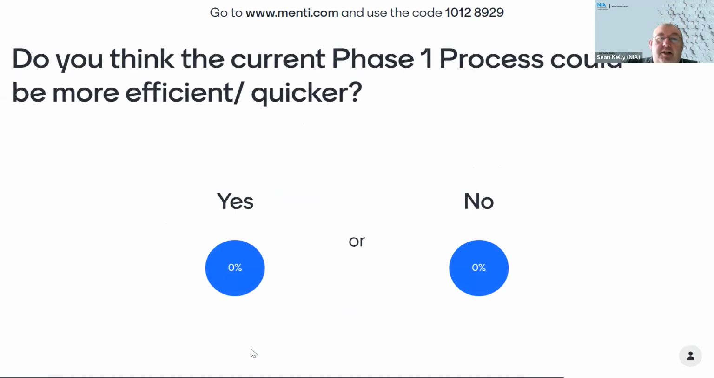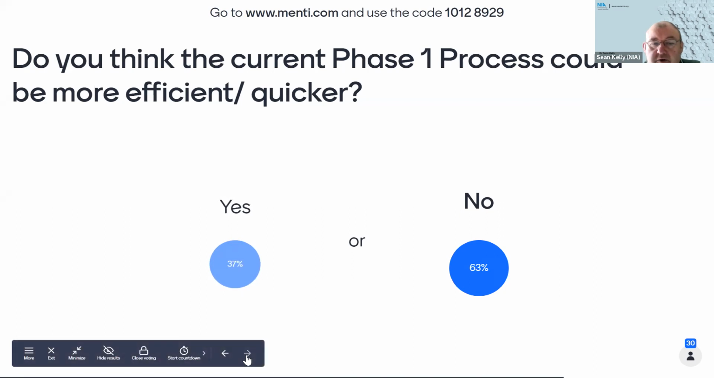And this is a really simple one. Do people think that the current phase 1 process could actually be more efficient or quicker, or do you think that it's about the right speed now? And this is a simple yes/no kind of question. Again, I'll just leave this one up for a couple more seconds. Again, we've got about two-thirds response.